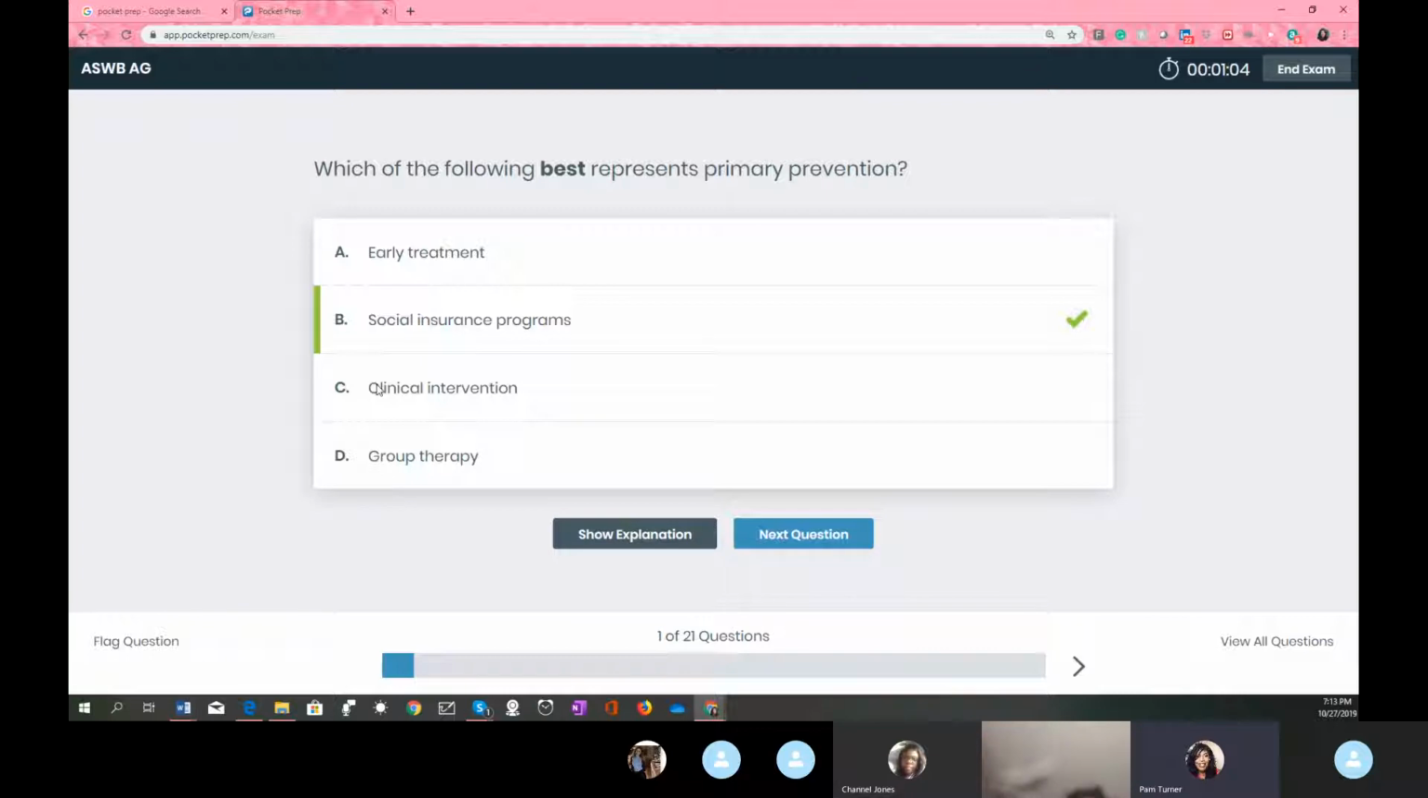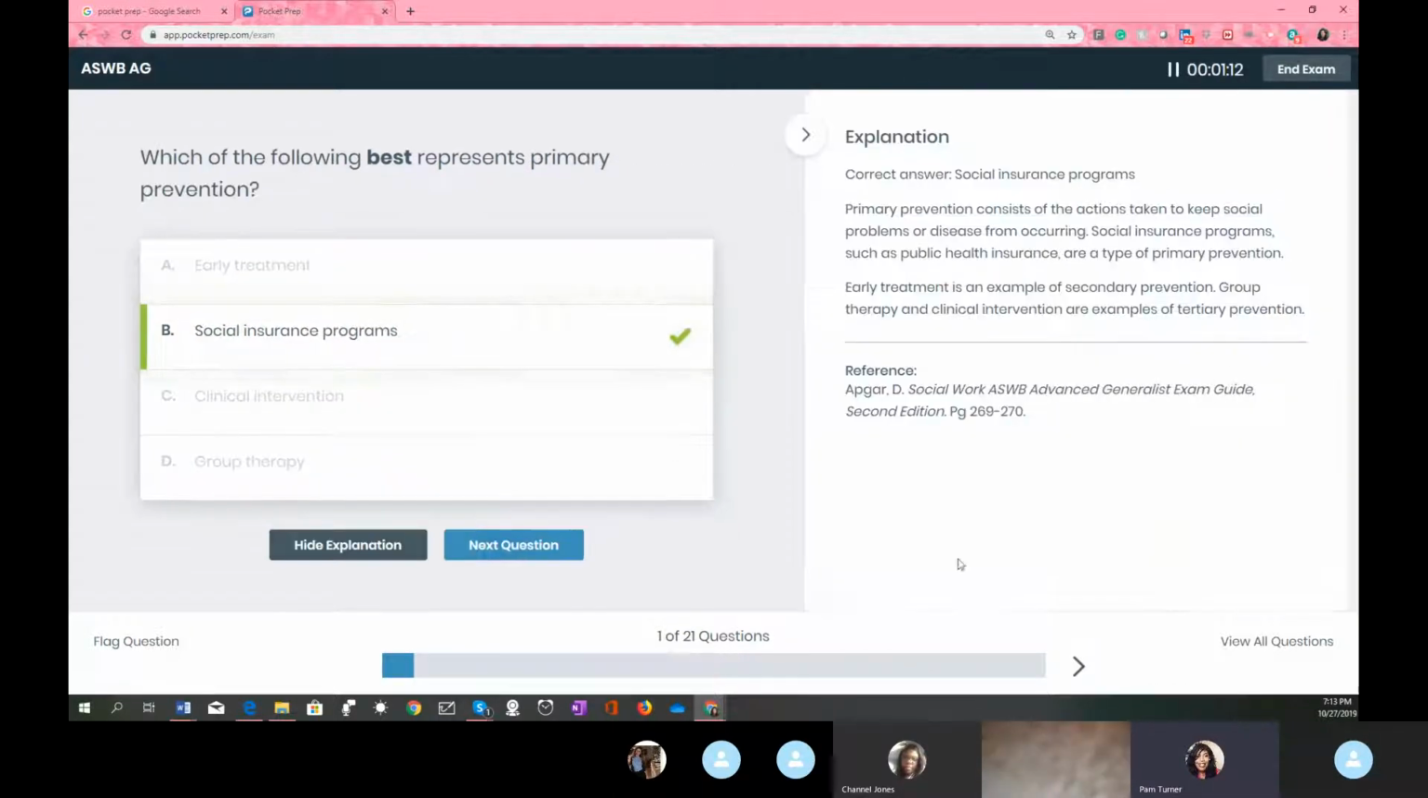So group therapy, clinical intervention, and early treatment are all prevention strategies, but primary prevention is making sure you don't get it to begin with. So if I have some really good social insurance programs, the public health department, it's covered, you don't have to pay for it, am I not going to prevent it?